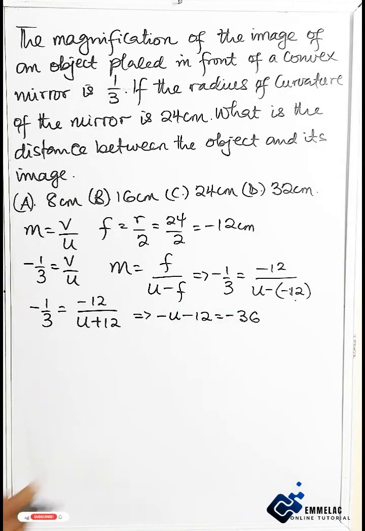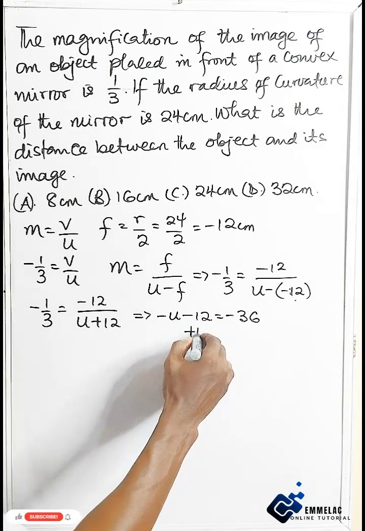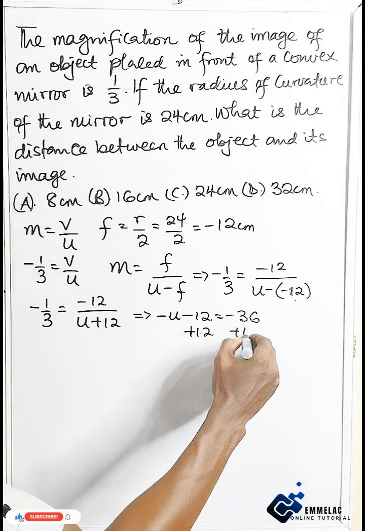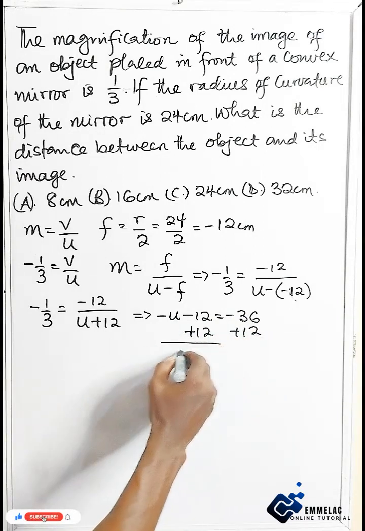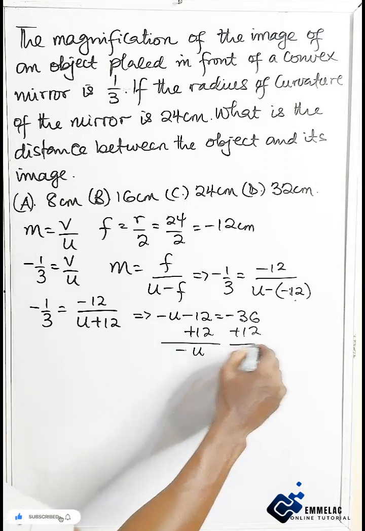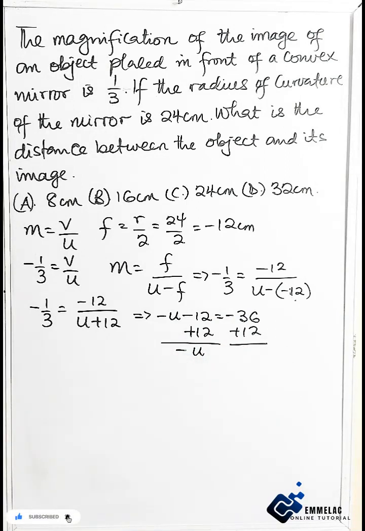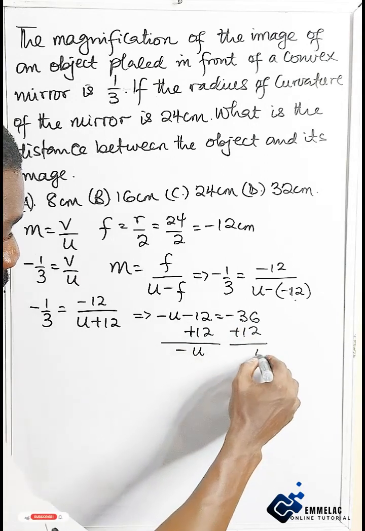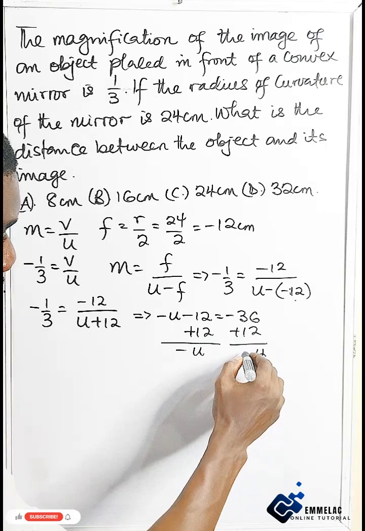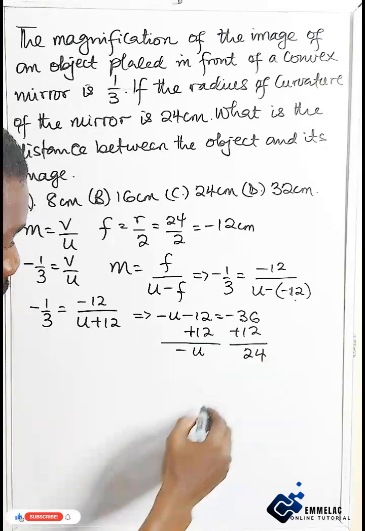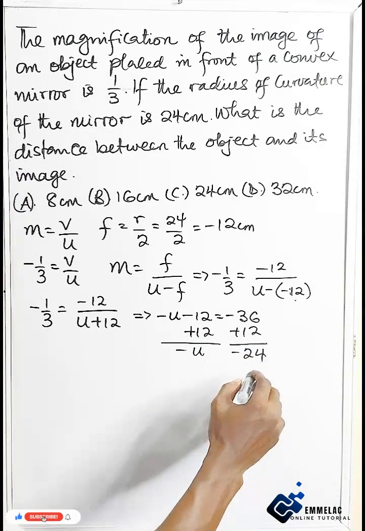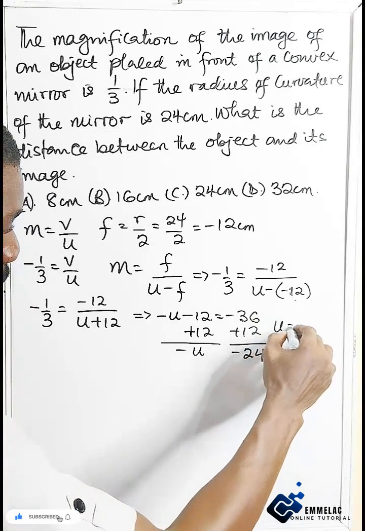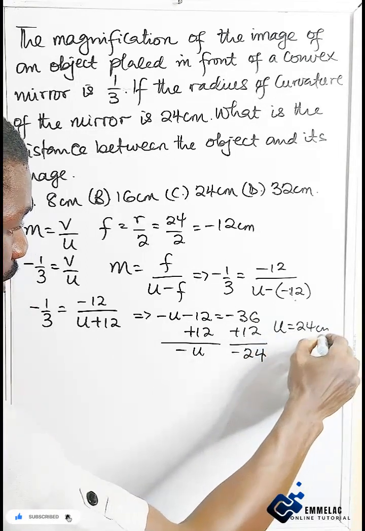Okay, to this end, let us now add 12 to both sides. So here we have negative u equals 36 minus 12, and this will be 24, right? Yeah. So here we have negative 24. So our u here will now be 24 centimeters.